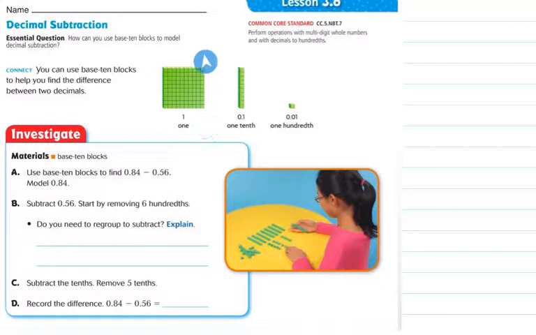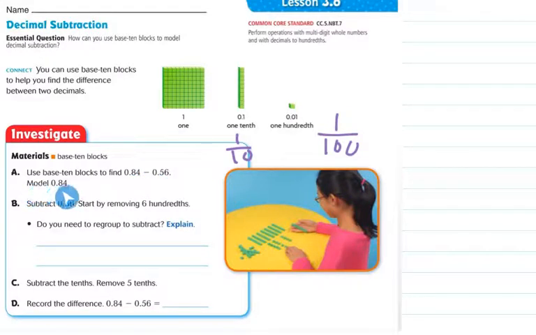So remember, the flat is 1, the long is 1/10, which we can also represent in fraction form, and then we also have 1/100th, which we can also represent in fraction form as well. So now we're going to start down here where it says investigate. Use the materials, which are the base 10 pieces. Find the difference of 84 hundredths minus 56 hundredths.